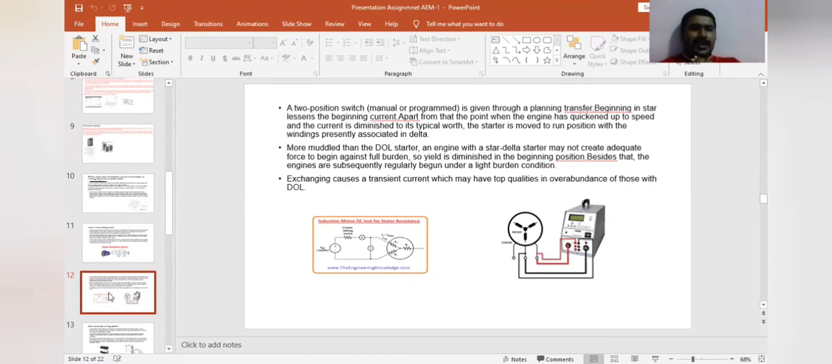Switching causes a transient current which may have peak values comparable to those with DOL.